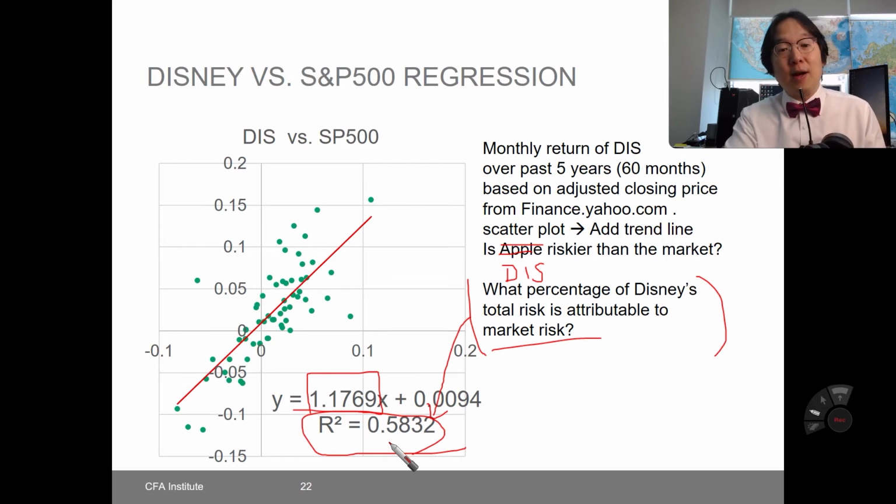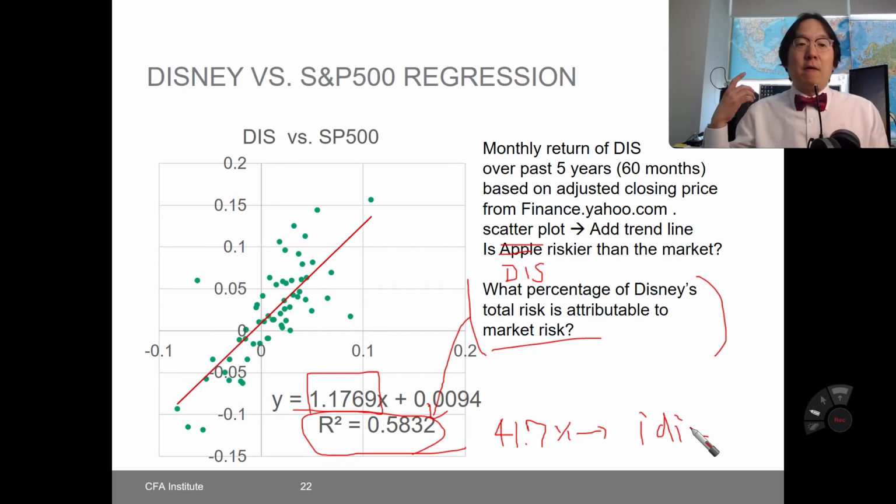Okay, the remaining part, 42%, 41.7%, that's going to be idiosyncratic, right, idiosyncratic risk or firm specific risk part. And as you see, even for the same company, depending on the regression result, this proportion that you divide between the portion explained by market and then explained not by the market, right, this will change, depending on the data sample that you choose.